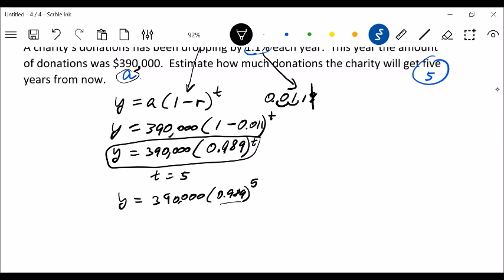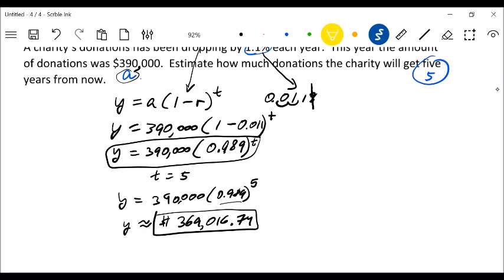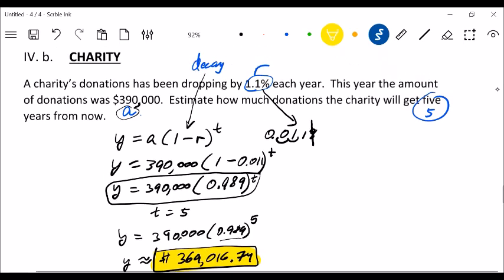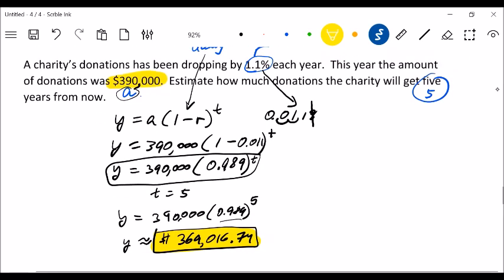When you do this in the calculator, raise it to 5, and then multiply by the 390,000, you get approximately 369,016.74. Okay. So that is our amount of donations. So it went from 390,000 down to 369,000, about a $21,000 loss. That's a pretty high percentage for a charity that is trying to help people and doesn't have a lot of money.